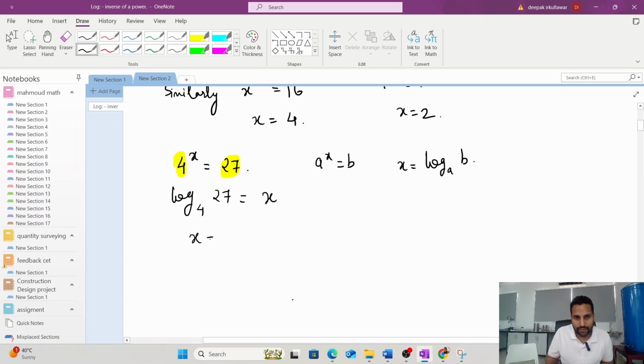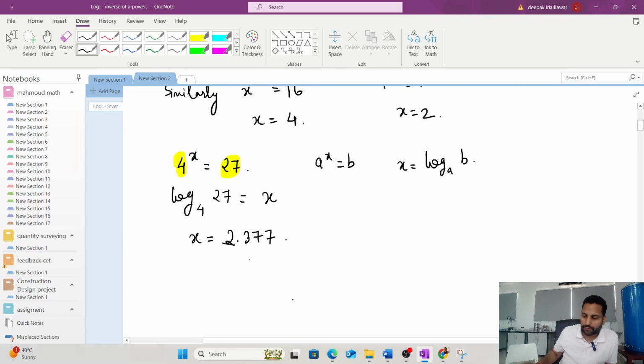If you plug this value into your calculator, you will get close to 2 point something. Let me very quickly do it. You will get 2.377.